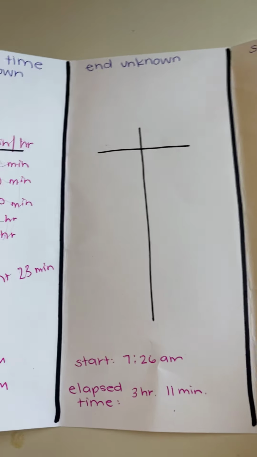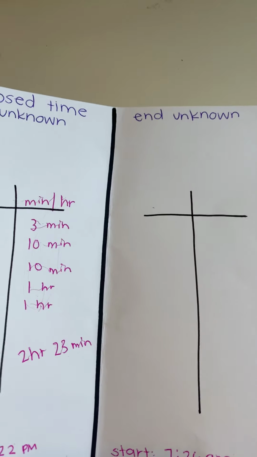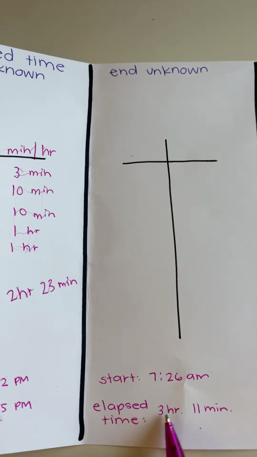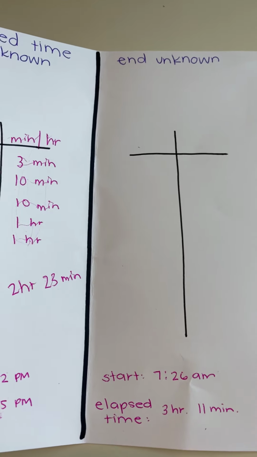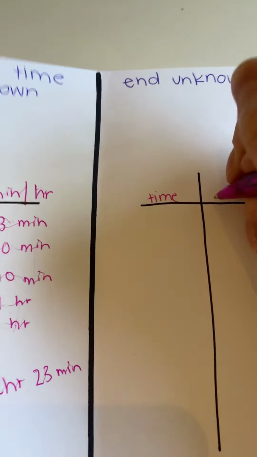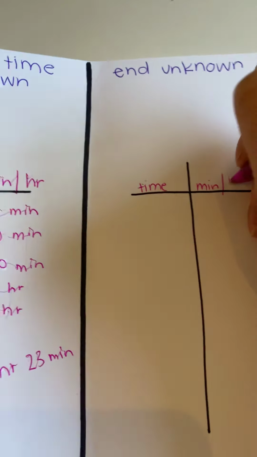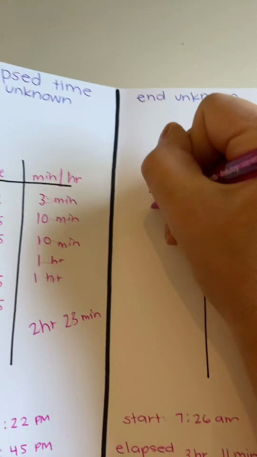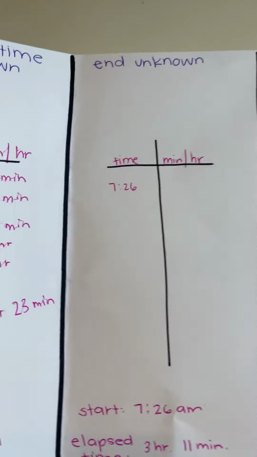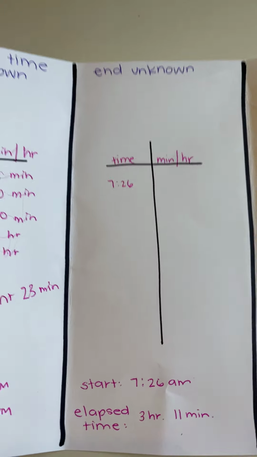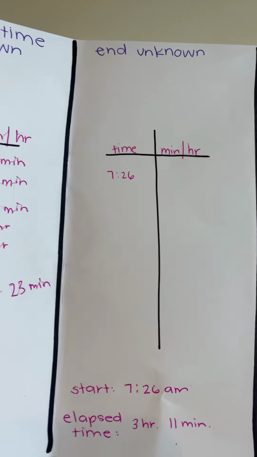Moving on to the end unknown, it tells me that my start time is 7:26 a.m. and that how much time passes or elapsed is 3 hours and 11 minutes. So I set this up here with my time and then my minutes / hours. And my start time is 7:26. So I'm going to write that here on my left column. And then in the right, I'm going to start adding minutes and hours. So go ahead and start with the minutes.